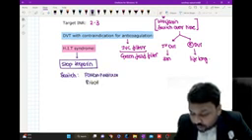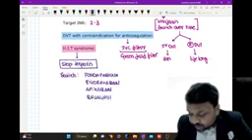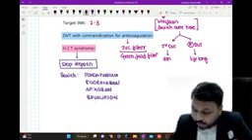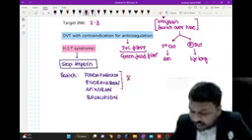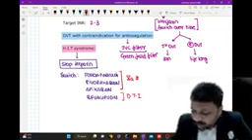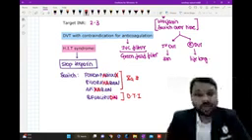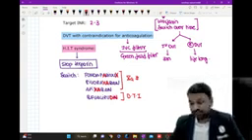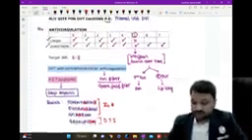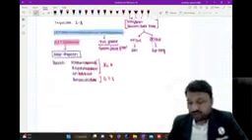rivaroxaban, or apixaban. I can also use bivalirudin. Right? Remember, fondaparinux, rivaroxaban, apixaban are the factor 10A inhibitors. Bivalirudin is the direct thrombin inhibitor. It is the direct inhibitor of thrombin, right? So these are the essentials of your vascular component.